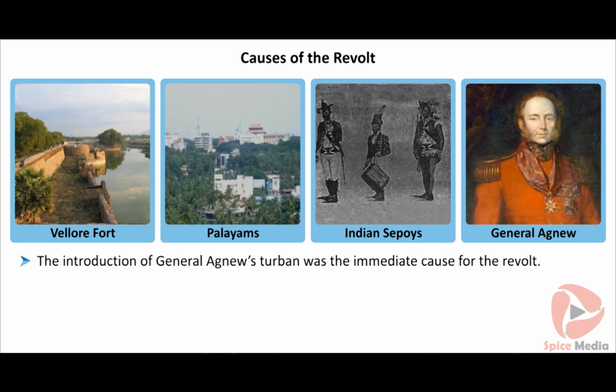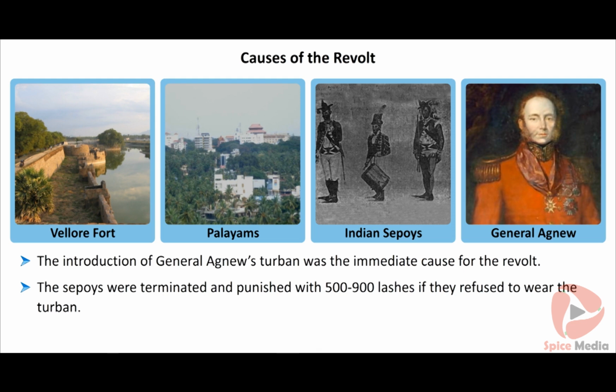General Agnew's turban was the immediate cause of the revolt. The turban was like a European hat bearing different colors attached by a badge and had a symbol of the cross on it. This annoyed both the Hindu and Muslim sepoys. The sepoys were terminated and punished with 500 to 900 lashes if they refused to wear the turban.